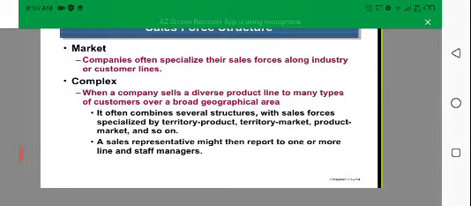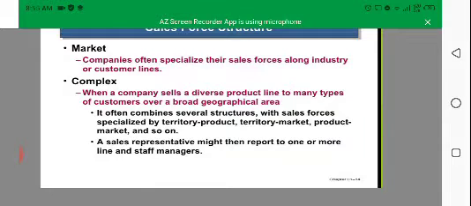Sometimes we design a sales force according to the market. Market means they deploy the sales force in specialization. They specialize their sales force along industry and customer lines, meaning they give training to their sales force so that they can understand the needs of the customers and the industries, and they are selling specialized products such as machinery and equipment. All these things are structuring the sales force according to the market.